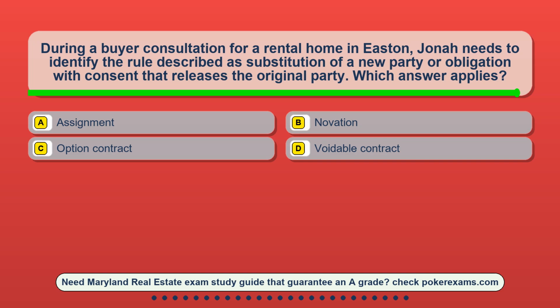Question 4. During a buyer consultation for a rental home in Easton, Jonah needs to identify the rule described as substitution of a new party or obligation with consent that releases the original party. Which answer applies? Option A, assignment. Option B, novation. Option C, option contract. Option D, voidable contract.